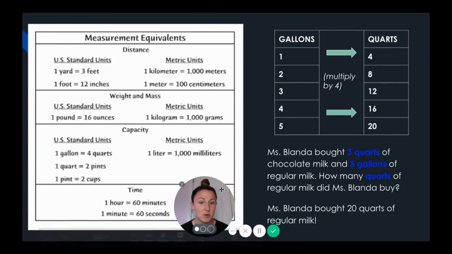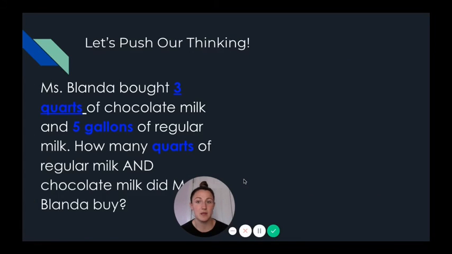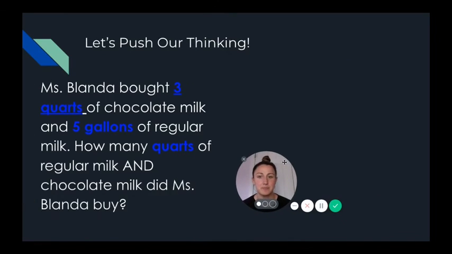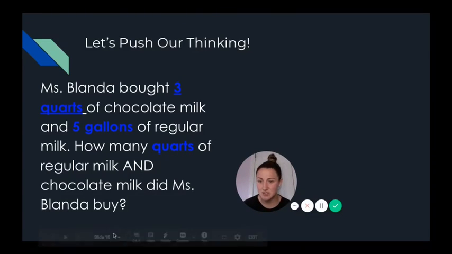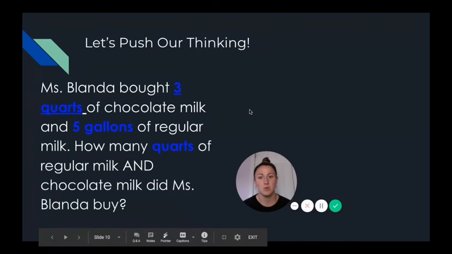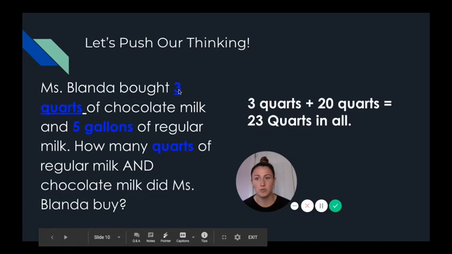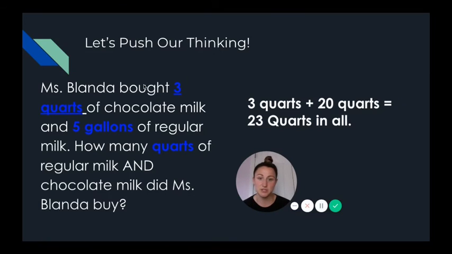To go back to the question, Ms. Blanda bought 3 quarts of chocolate milk and 5 gallons of regular milk. How many quarts of regular milk did Ms. Blanda buy? Ms. Blanda bought 20 quarts of regular milk. But what if we were to change this question a little bit? And we ask down here, how many quarts of regular milk and chocolate milk did Ms. Blanda buy? Well, as we see, the chocolate milk is already in quarts, so we don't need to change that type of measurement. So we have 3 quarts plus the 20 quarts, because we know 5 gallons is equivalent to 20 quarts. So that means she purchased 23 quarts in all.